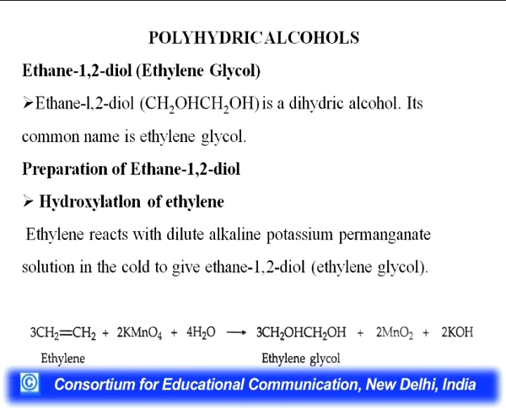Now the preparations of ethane 1,2-diol, or ethylene glycol. First of all, we will discuss the hydroxylation of ethylene. In this preparation, ethylene reacts with dilute alkaline potassium permanganate solution in the cold to give ethane 1,2-diol, that is ethylene glycol. You can see the reaction. Ethylene reacts with potassium permanganate and water to give ethylene glycol along with manganese dioxide and potassium hydroxide.